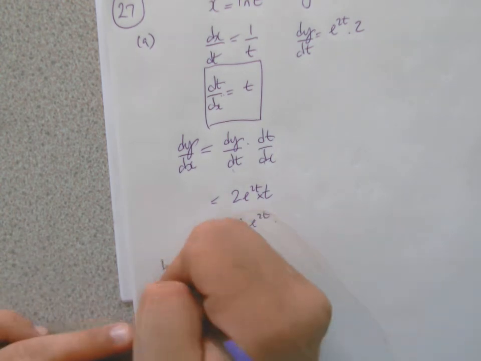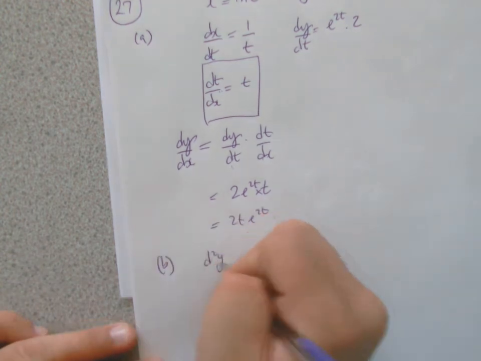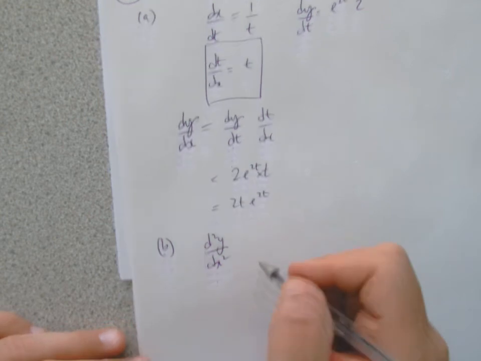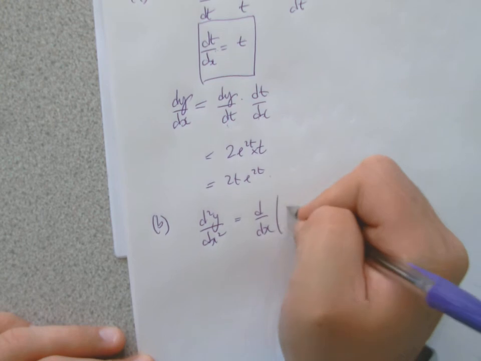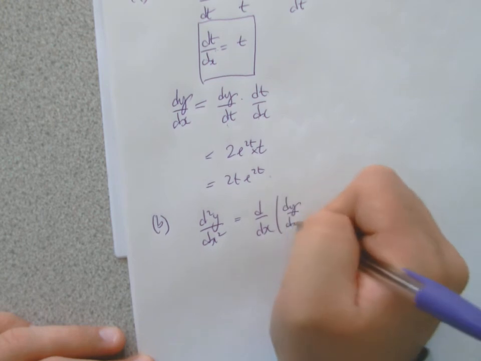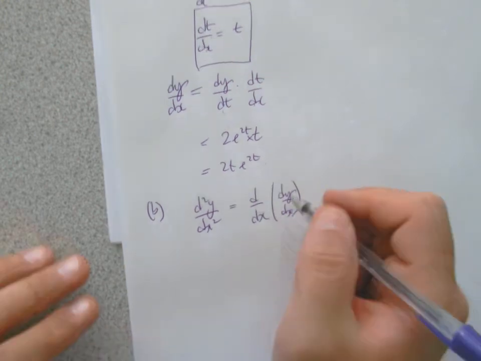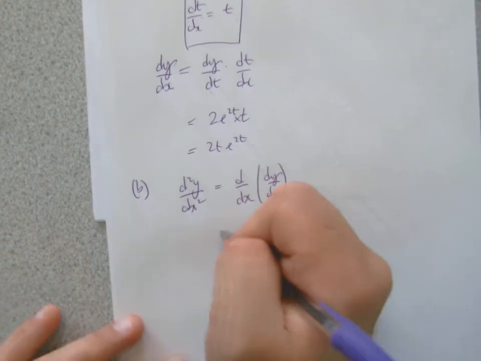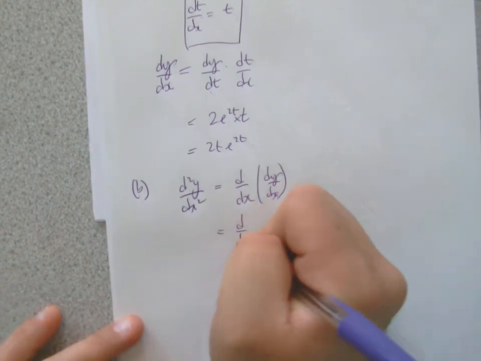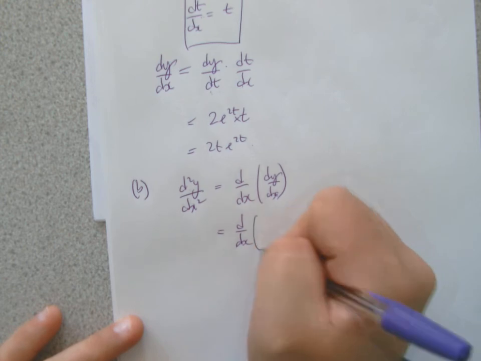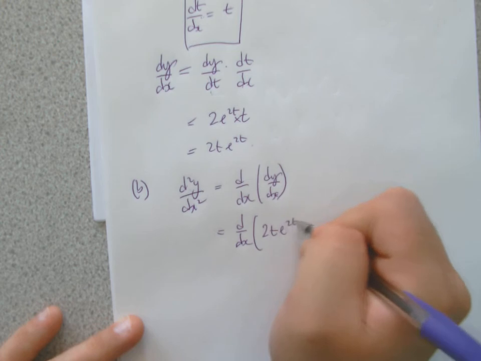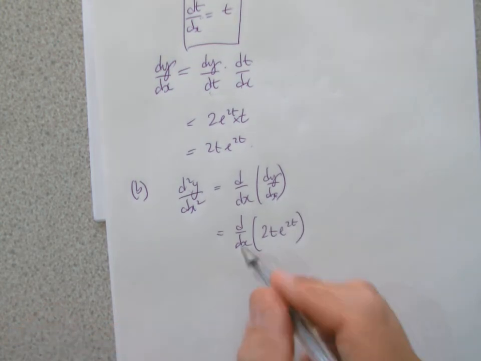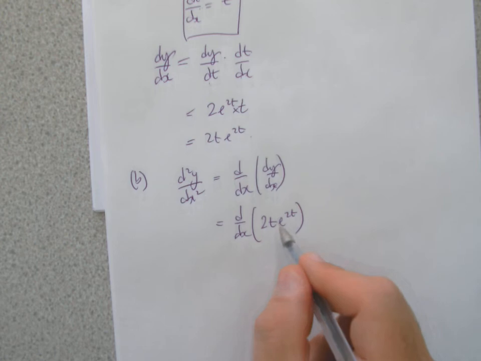Now part B, we want to get d2y by dx squared, which is essentially differentiating dy/dx again with respect to x, okay. The only trouble is, it's not so straightforward, because if you want to differentiate dy/dx again with respect to x, well, what is dy/dx? Of course, we know dy/dx from part A is that. And the issue you've got is, you want to differentiate it with respect to x, but you can't, because it's in terms of t.